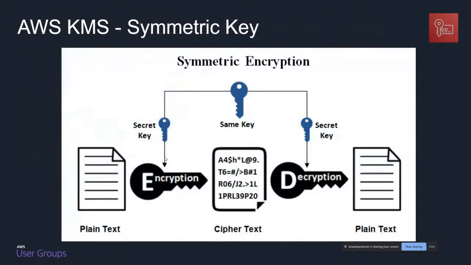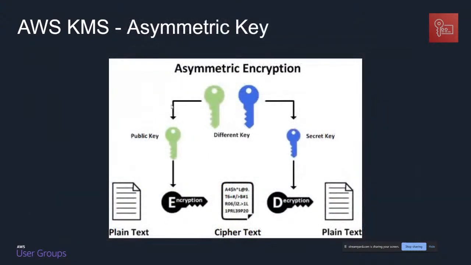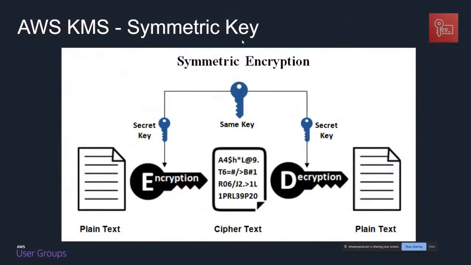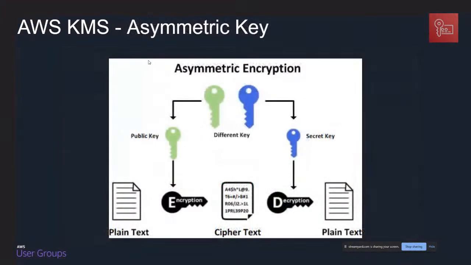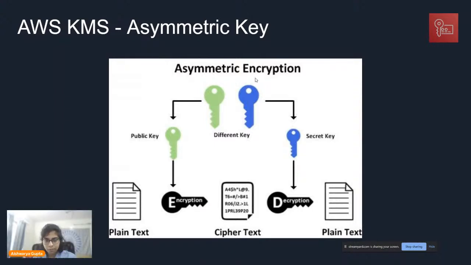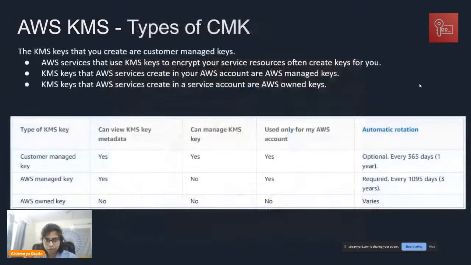So where do we use asymmetric keys? Since most AWS services only provide support for symmetric keys, where can we use asymmetric keys? Asymmetric keys come in handy when a user has to send out data to AWS but does not have access to the KMS API. So using a public key that is downloadable, they can encrypt their data and send it to AWS.